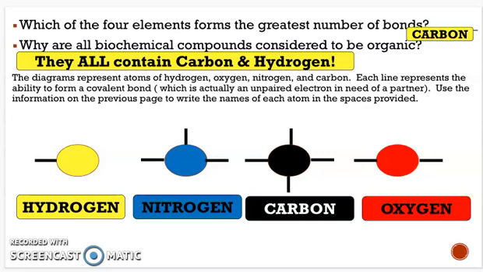Now, the next question, why are all biochemical compounds considered organic? Well, if you noticed, all of them have carbon and hydrogen. And then underneath, we are showing you an example of how many bonds each element is able to make. So hydrogen can have 1, nitrogen 3, carbon 4, oxygen 2.